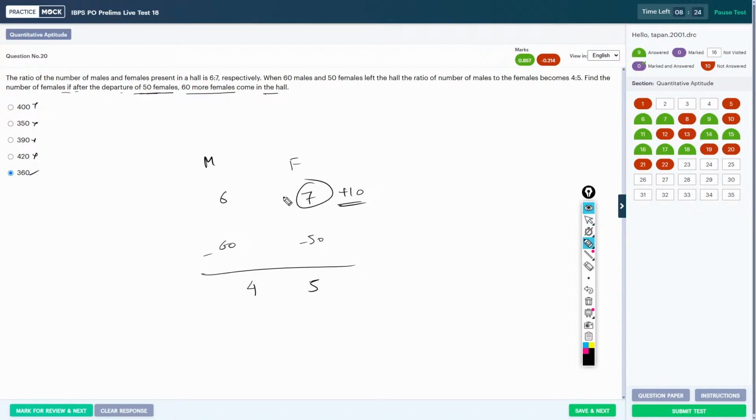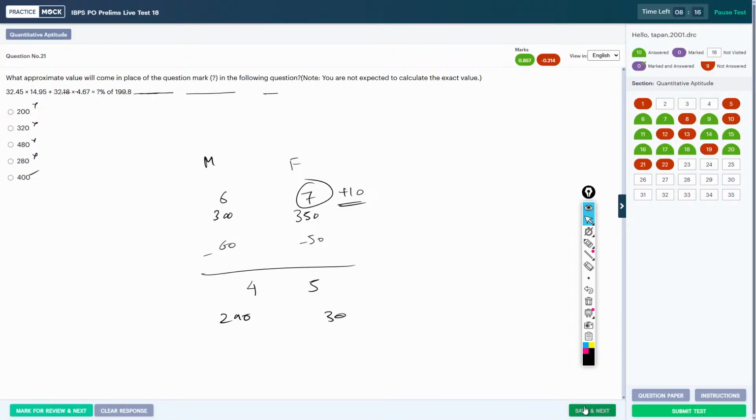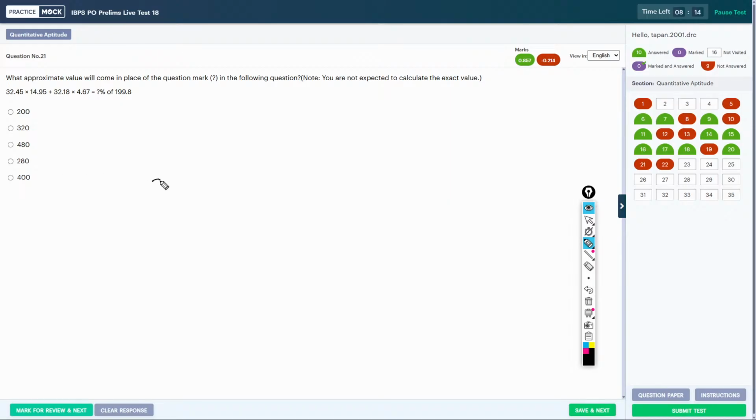I'll just check it. So this is saying 350, 50 times, so 240, 300, yes, satisfying. Okay, so 32 into 15 plus 32 into 5 equals 200 times x. So this is 32 into 20 equals 200 into x, 200% of x, so 2 times x, so 320.